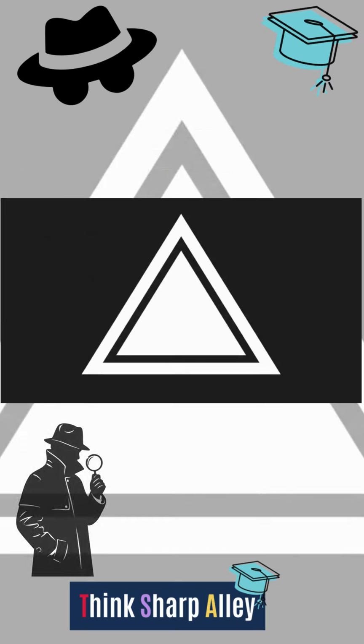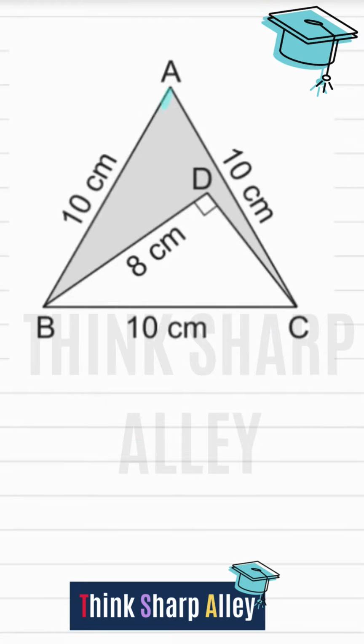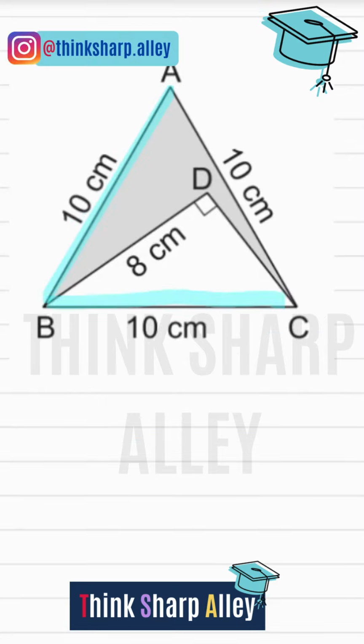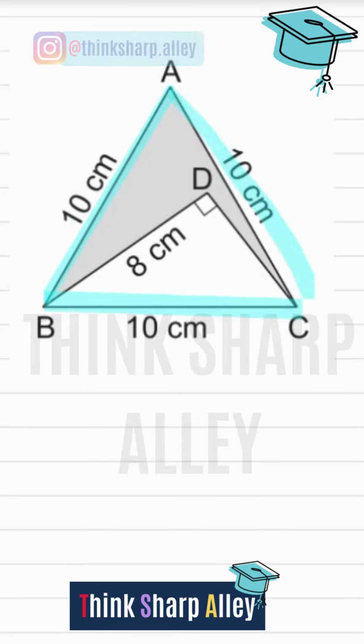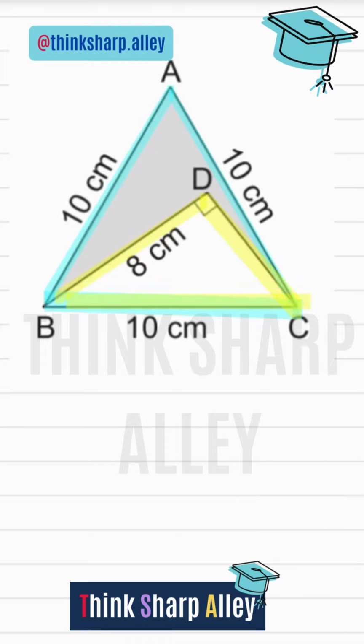Let's go. In the given figure, triangle ABC is an equilateral triangle, the length of whose side is equal to 10 cm. And triangle DBC is right angled at D, and BD is equal to 8 cm. So what will be the area of the shaded region?